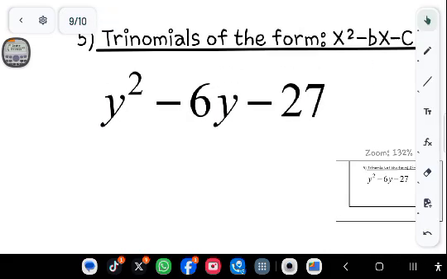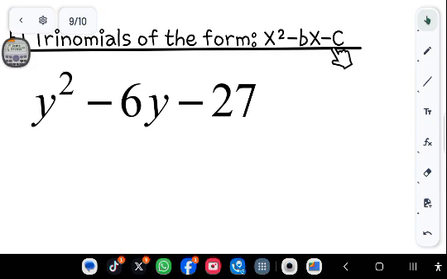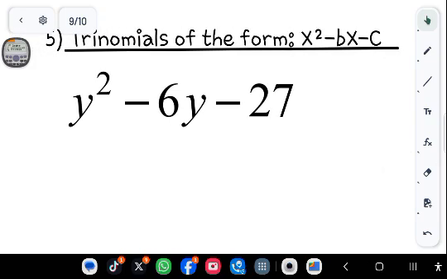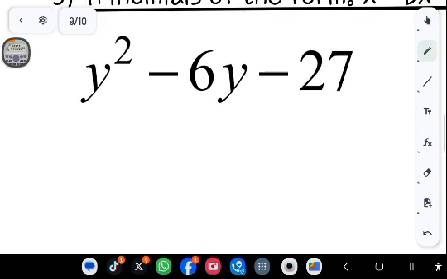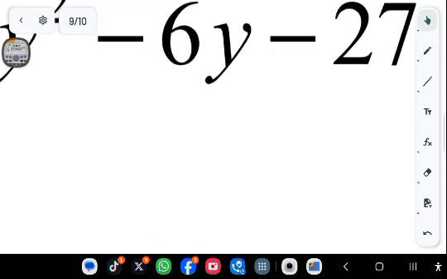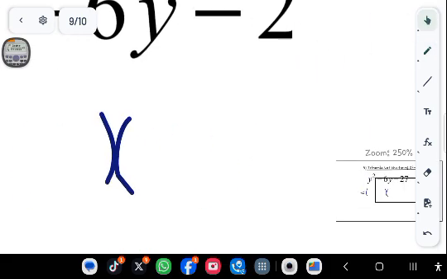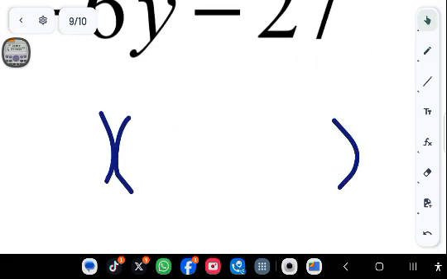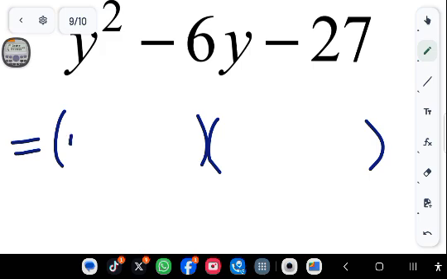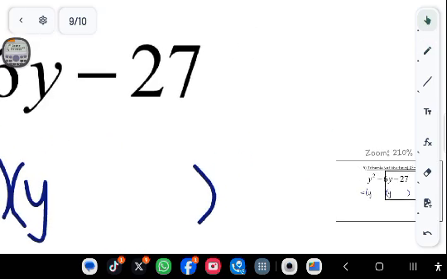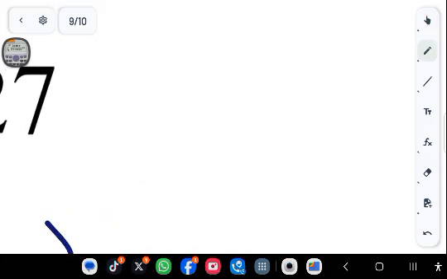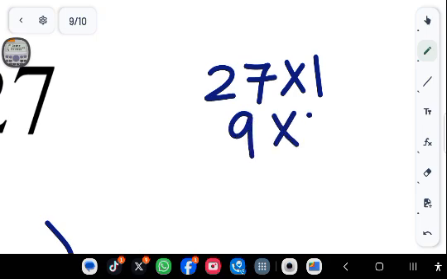Number 5, let's look at trinomials of the form x squared minus bx minus c. This one has got minuses all over the place. Same story. We must have 2 pairs of brackets. Then we will have y and y. But notice that this is then what happens. Let's find the factor pairs of 27. 27 times 1 and 9 times 3.